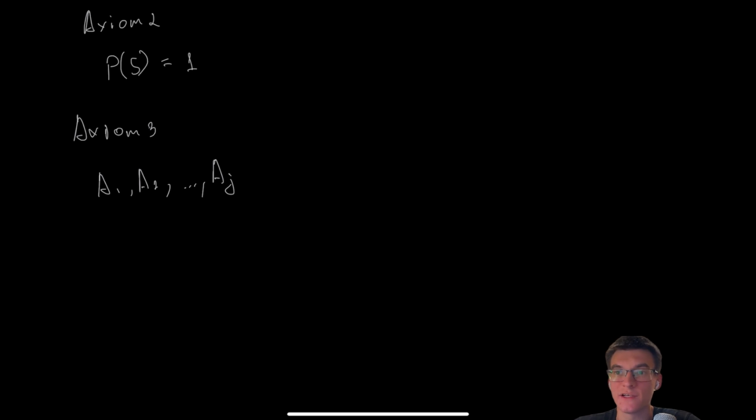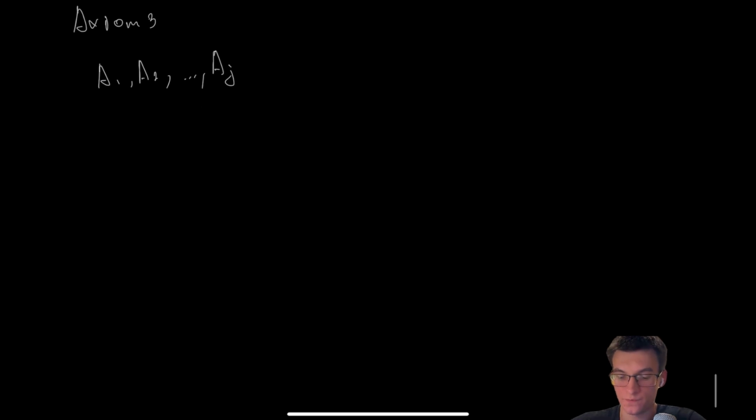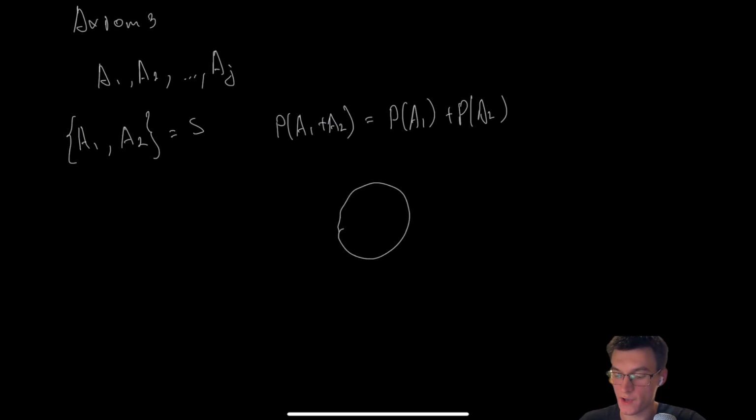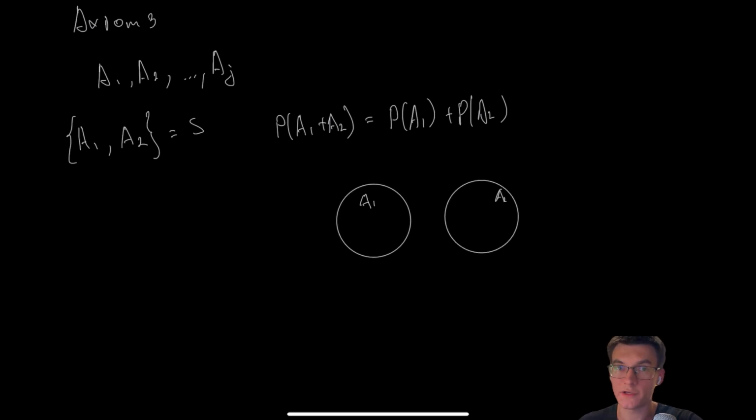A simple case is when we have just two mutually exclusive events, A1 and A2. So suppose we have events A1 and A2, which make up our sample space. In this case, the probability of A1 or A2 equals the probability of A1 plus the probability of A2. And you can actually demonstrate this using Euler diagrams. So we have the first set, A1, and the second set, A2. They do not intersect because they are mutually exclusive, and their intersection equals the empty set.